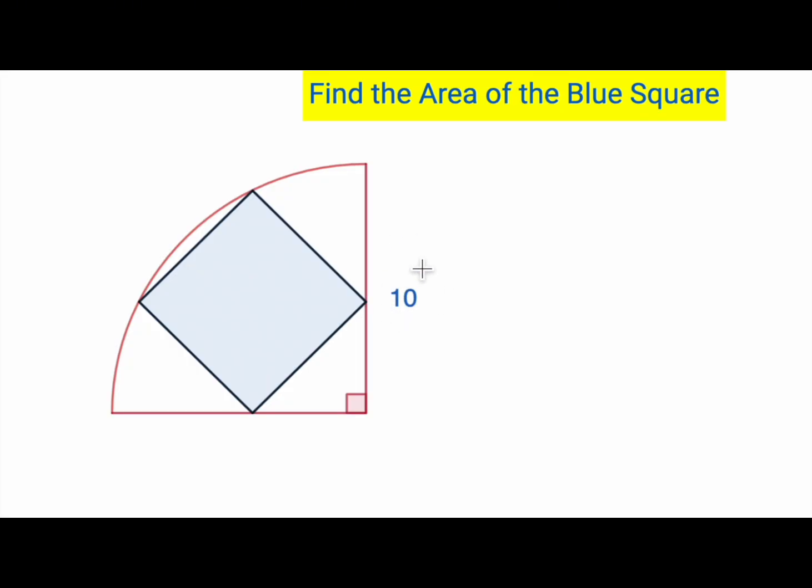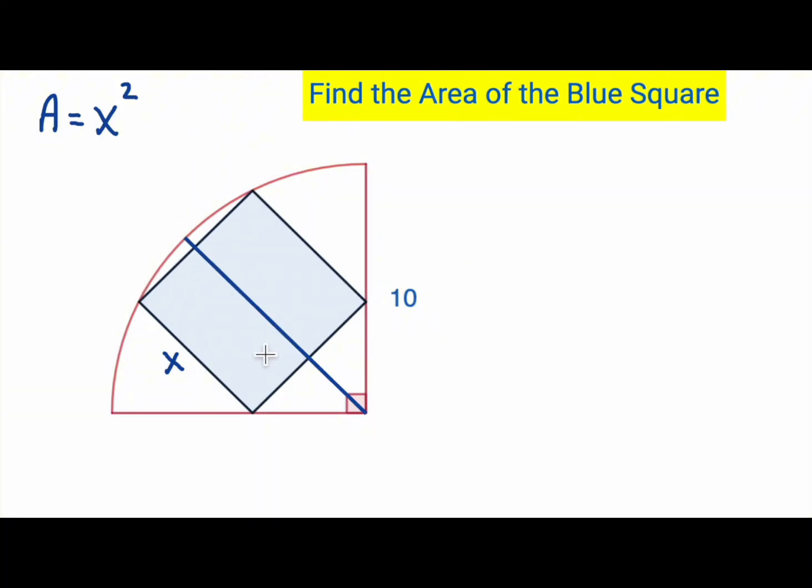All right, the first thing I'm going to do is draw a line segment from this vertex, bisecting the 90-degree angle, which is also going to bisect this quarter of a circle. Okay, there's our line. Each side of the square is going to be x. So the area of the square is going to be side squared, so it's going to be x squared. And that's how we're going to find the area of a square.